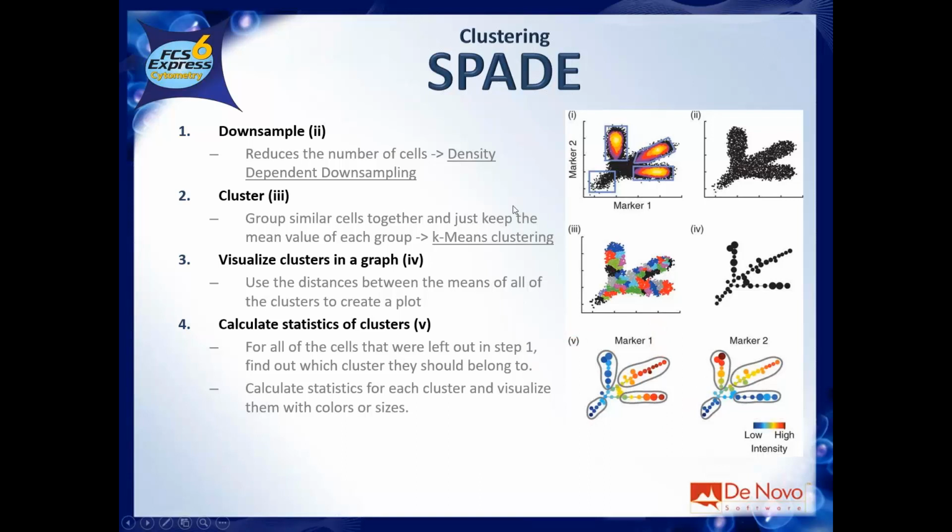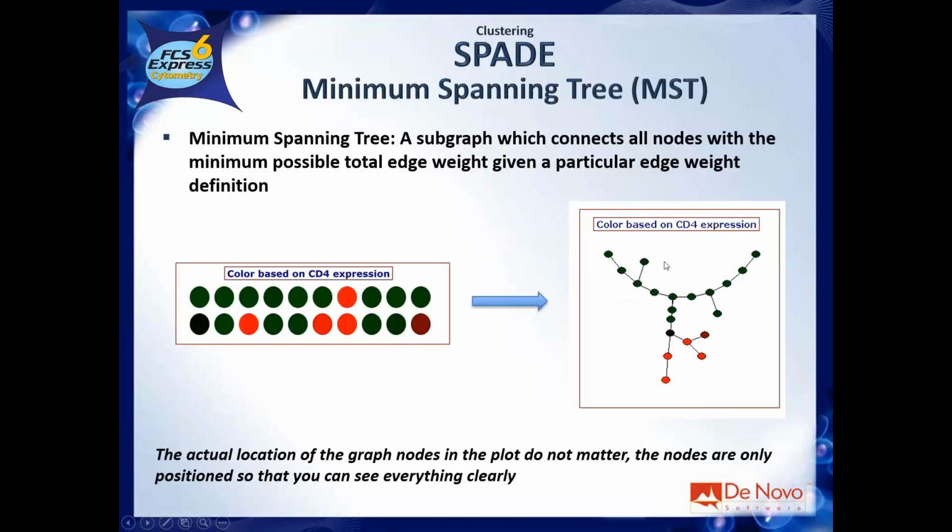So the advantages of SPADE are, first, downsampling. You remember downsampling allows you to increase the chance to sample rare events. So this is a huge advantage. Another advantage is k-means, which is quite fast. It has some limitations, but it's quite fast. And then the third step is the graphical representation as a tree. So basically, this third step is this one.